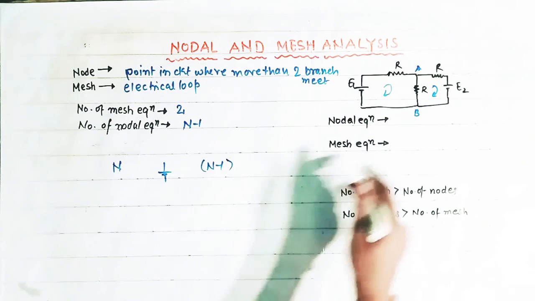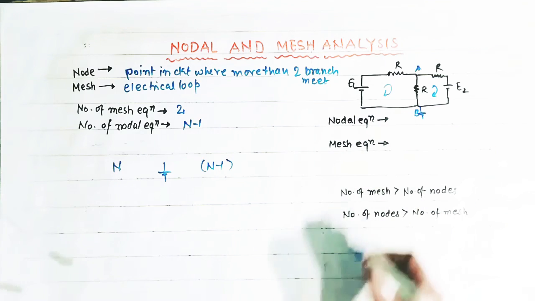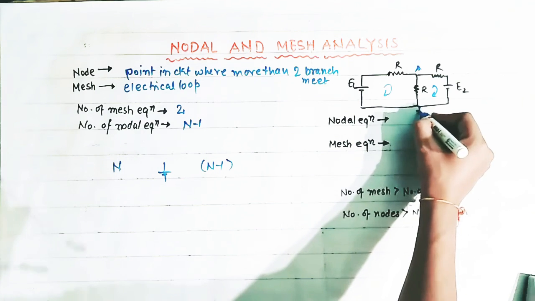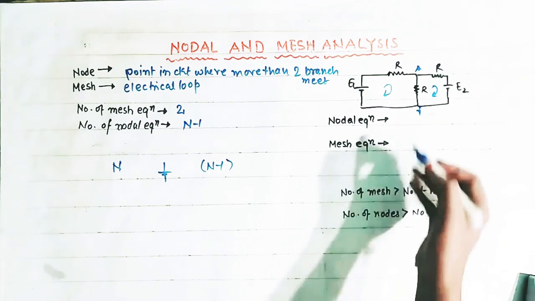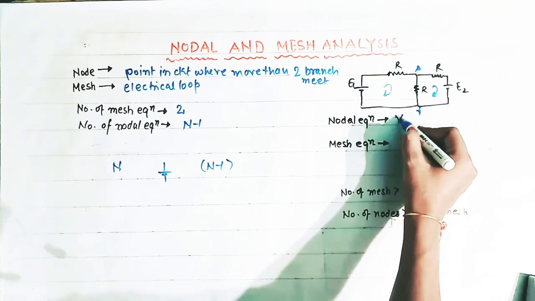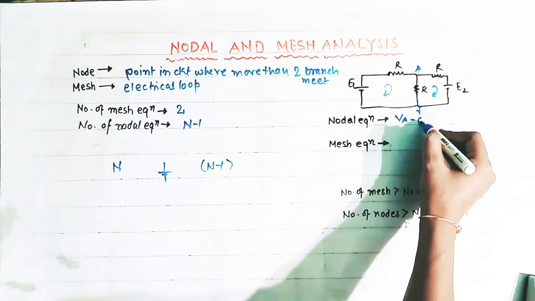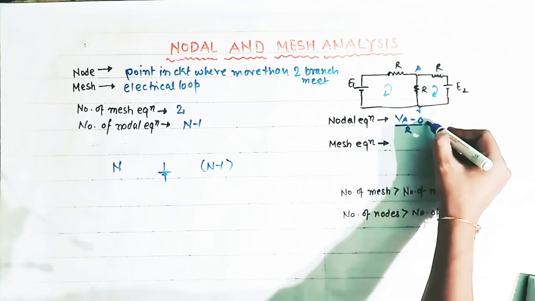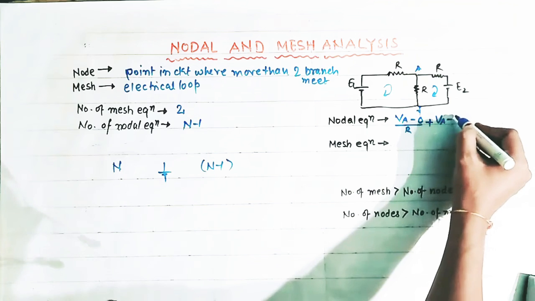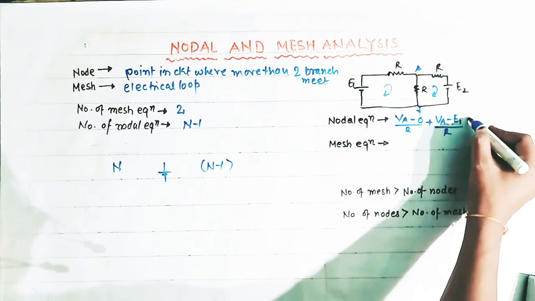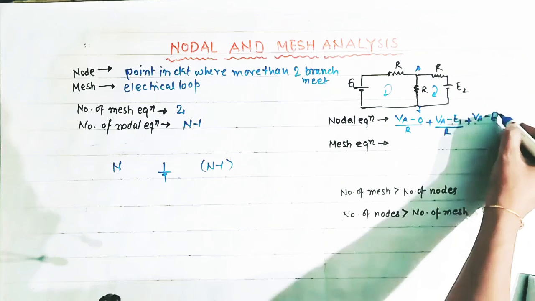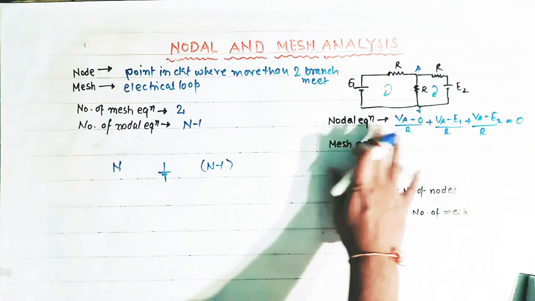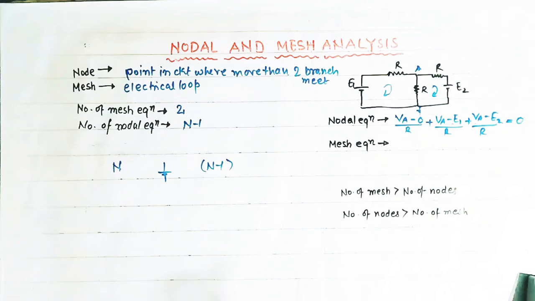See how? Here in this circuit, suppose I choose this point B as the reference node. Now how can I write the nodal equation? The nodal equation is (VA minus 0) by R plus (VA minus E1) by R plus (VA minus E2) by R is equal to 0. This is the nodal equation, and in this way we apply nodal analysis.